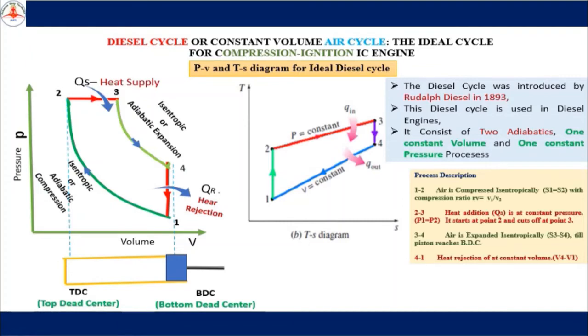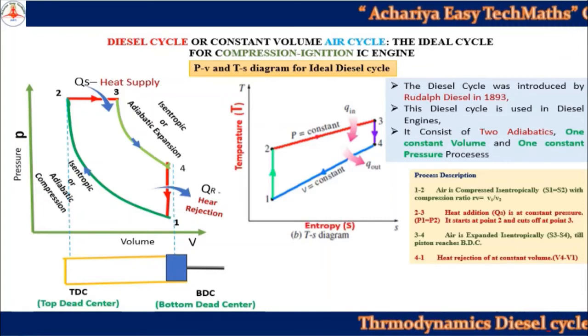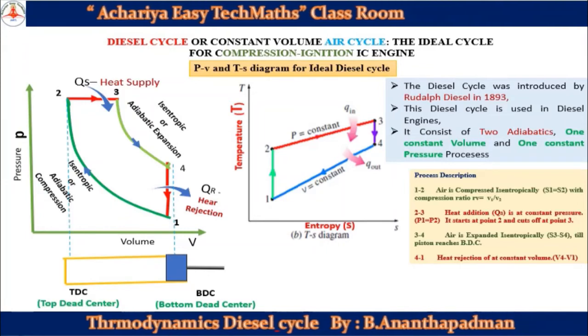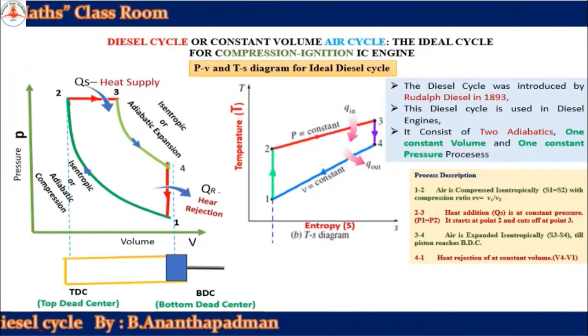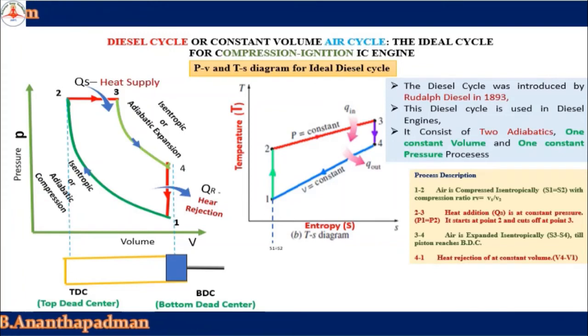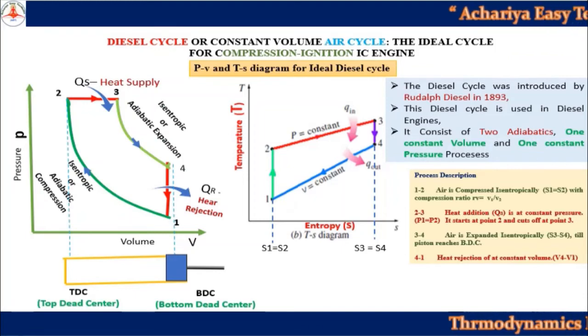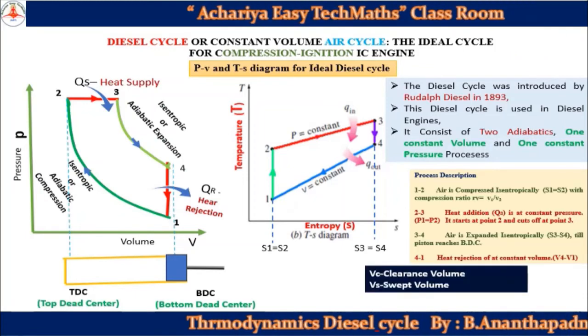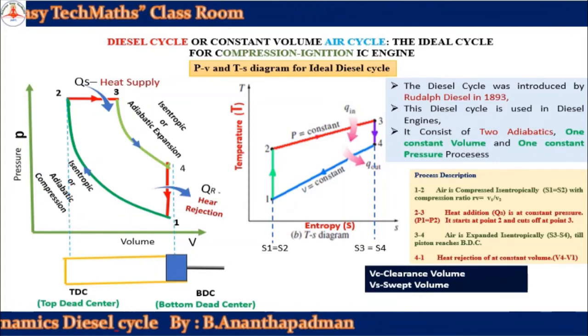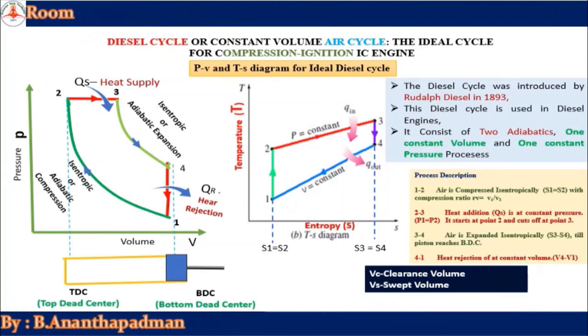Let me show the TS diagram of the diesel cycle. On the vertical axis temperature is taken, on the horizontal axis entropy is taken, that is S. Here entropy S1 is equal to S2, and S3 is equal to S4. Vc means clearance volume, Vs swept volume.